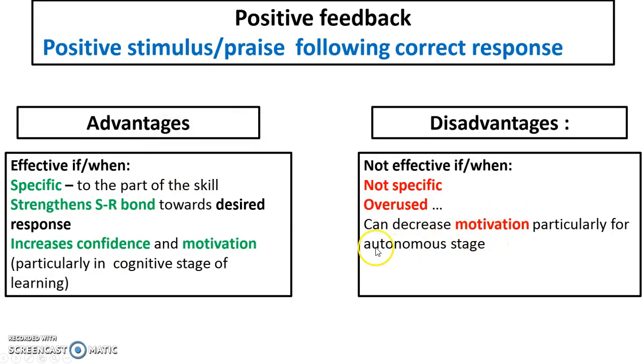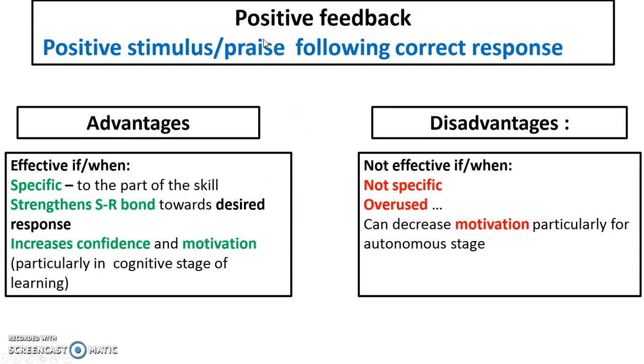And particularly for the autonomous stage of learning. You know, do they always need constant positive feedback? Well, it would say that if it's overused, it can also decrease its effect and therefore lead to a decrease in motivation. So make sure you've got a little link onto your stage of learning there, and that's your first feedback set done. Okay, so positive feedback.